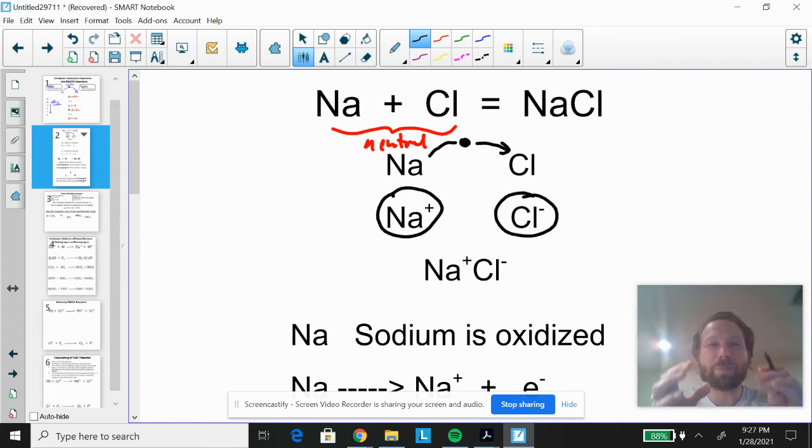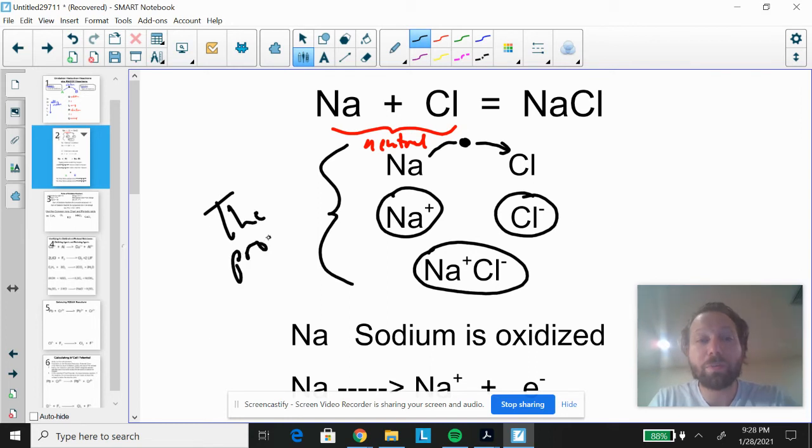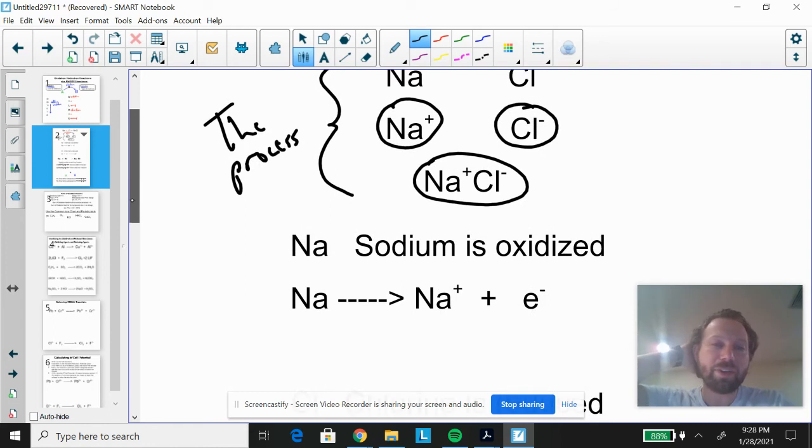And guess what? This is the foundation for why ionic compounds form. When there's a transfer of electrons, suddenly one thing, in this case sodium, becomes positive, and the other thing, chlorine, becomes negative. And so this makes a molecule, NaCl, where the opposite charges attract each other. So this is really just the process of making an ionic compound. And we can describe it in certain ways.